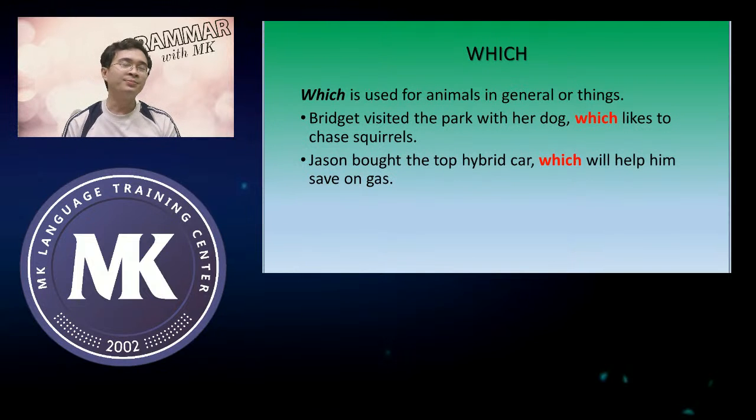For example, we have Bridget visited the park with her dog, comma, which likes to chase squirrels. So as you notice, guys, when I spoke this sentence, I had to pause, right? After the dog. So it means it interrupted my flow of speaking. So if it interrupted my flow of speaking before I use the relative clauses, then I need to put a comma there before the relative clauses.